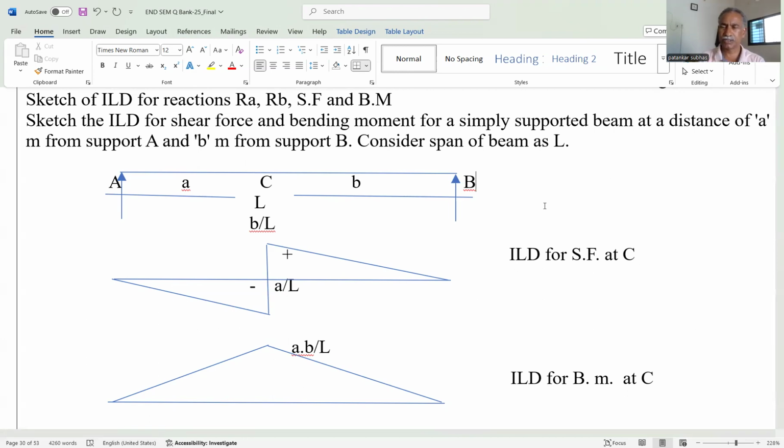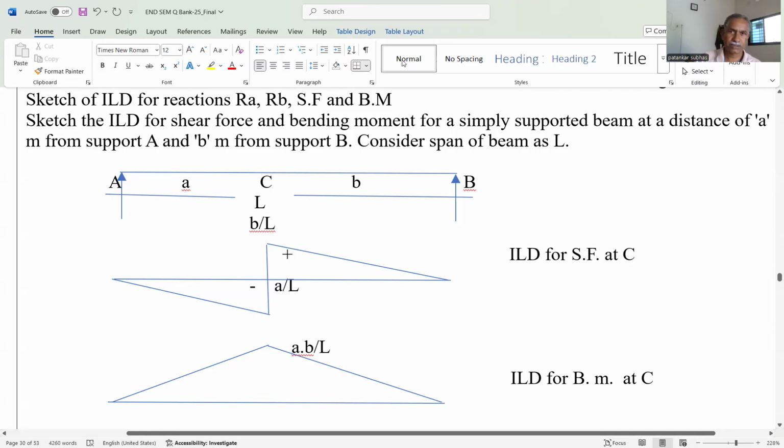And if there is a UDL, in that case, we can take the area of the ILD multiplied by the UDL. That gives the support reaction. The formula for the shear force, bending moment or support reaction is the same. Now this is the ILD for the shear force at C.